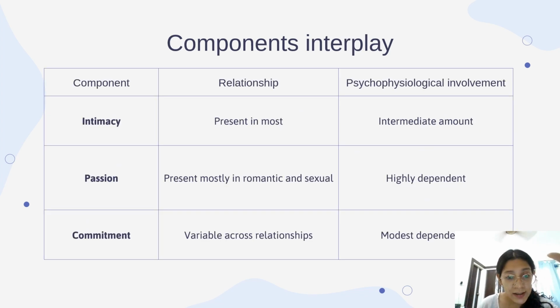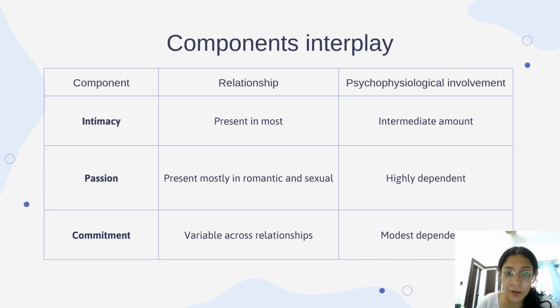Now how do these components impact each other? How do they interplay with each other in what relationships are? So intimacy, since it's the emotional connectedness, is present in most relationships, because if you don't have the emotional aspect in relationships, then it is not a relationship as such. Or at least it's not a very strong essence of a relationship. So yeah, intimacy is present in most relationships.